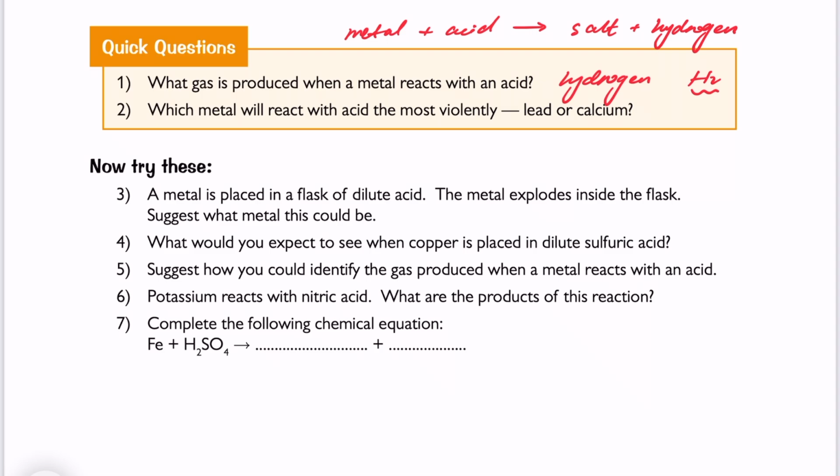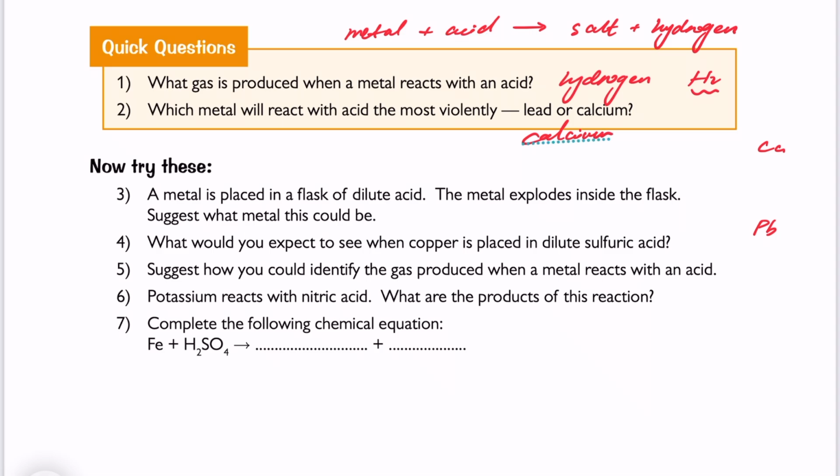Okay, and then let's keep going. Which metal will react with the acid the most violently? Lead or calcium? Well, this question is trying to ask us which one is more reactive, lead or calcium. Calcium is on the very top of the metal reactivity series, somewhere here. But lead is somewhere in the middle, or even at the bottom. And by the look of it, calcium is more reactive. Calcium is the answer for this question.